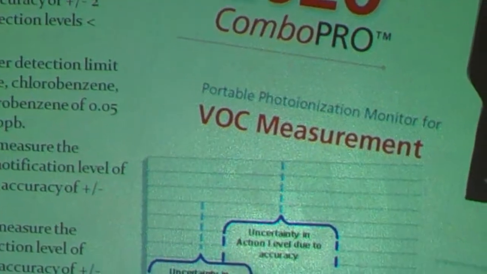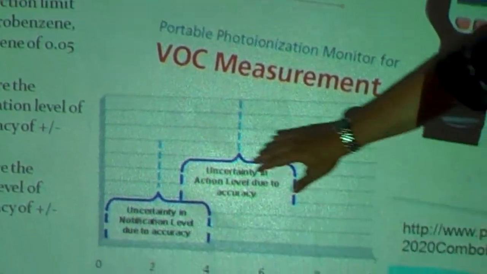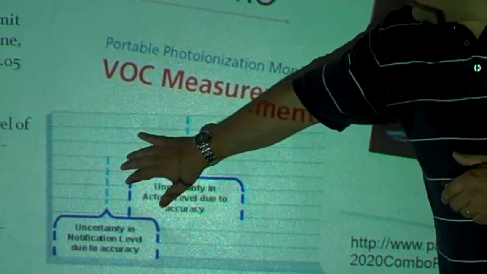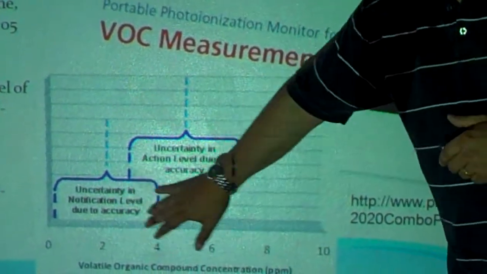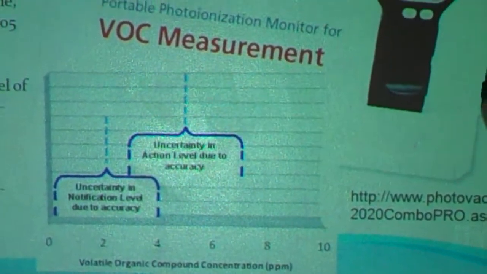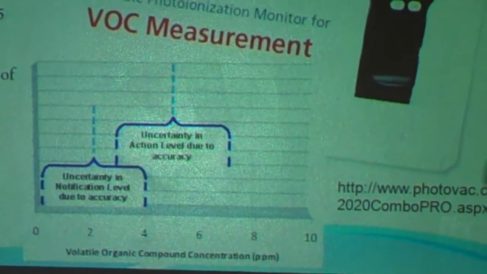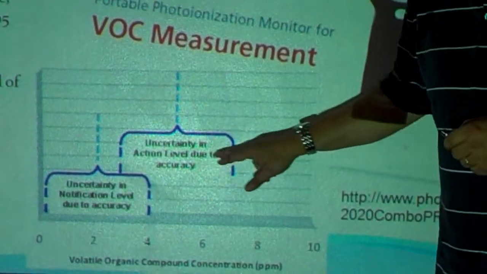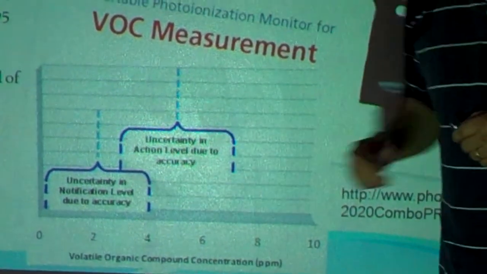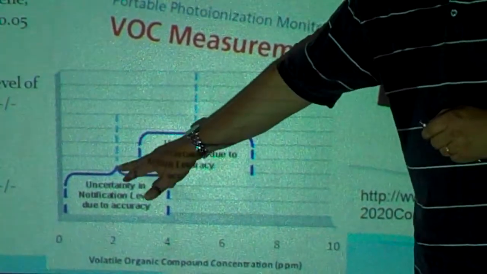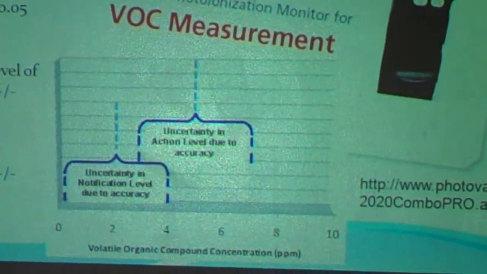The issue here with the detector is, remember, the Department of Health has set notification and action levels at 2 and 5 parts per million, as indicated on this graph by the dotted lines. And accuracy, or plus or minus 2 parts per million for the detector, is indicated by the window around each of those detection levels.